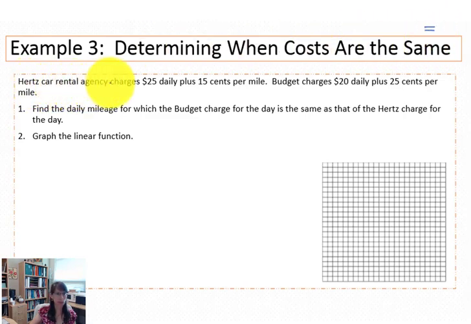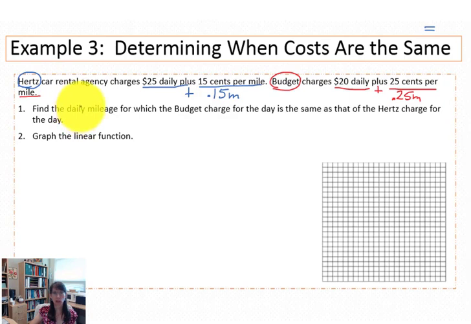We have the Hertz Car Rental Agency charging $25 daily plus 15 cents per mile. So Hertz is going to charge $25 daily plus 15 cents per mile. That translates to 0.15 multiplied by M for number of miles. Now we've got the budget rental car agency, and they charge $20 daily plus 25 cents per mile. So that 25 cents per mile translates to 0.25 multiplied by M, which represents miles.